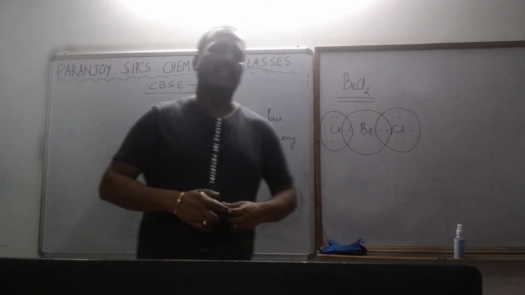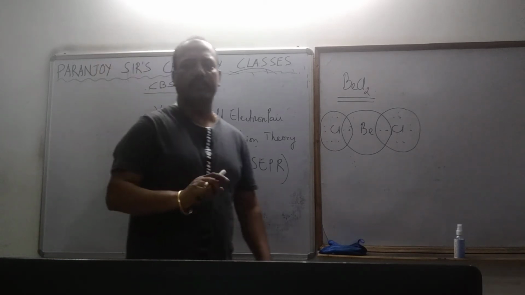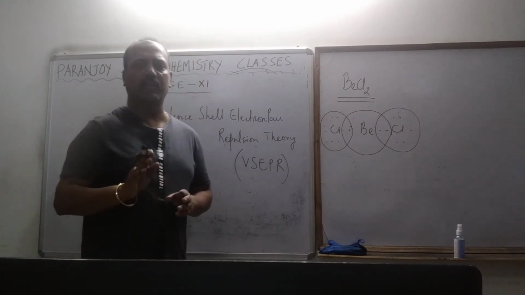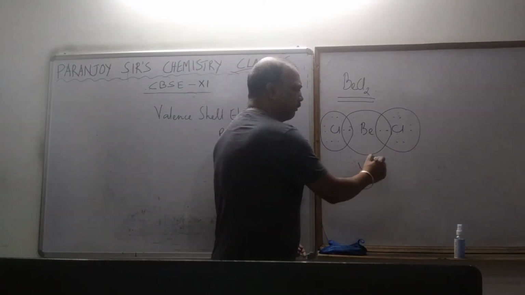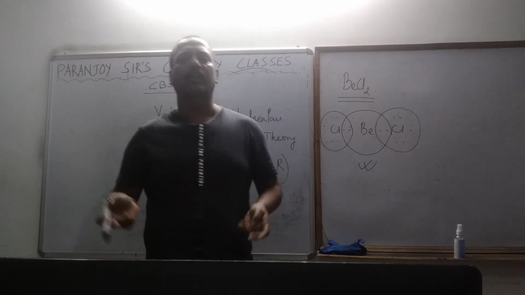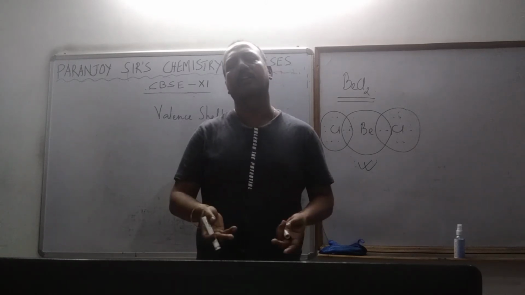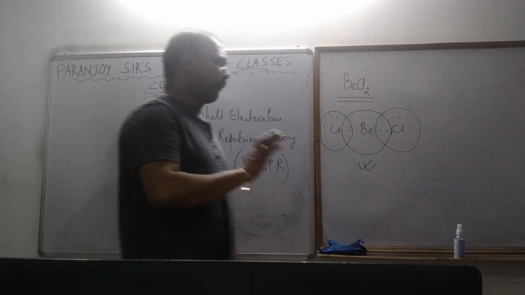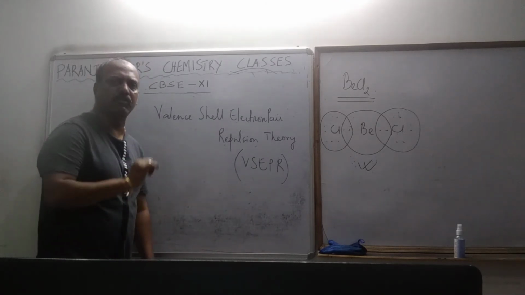Now, valence shell. Whose valence shell? First question, I am going to the theory. Valence shell of the central atom. In BeCl2, what is the central atom? The central atom is beryllium. Suppose I talk about methane, CH4, the central atom is carbon. In PCl5, which we had done, the central atom is P. So first of all, the valence shell is of the central atom.